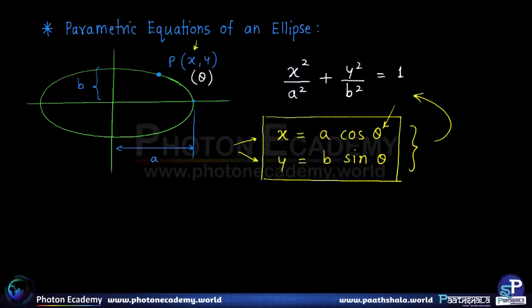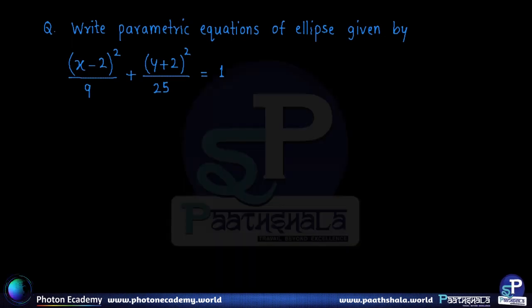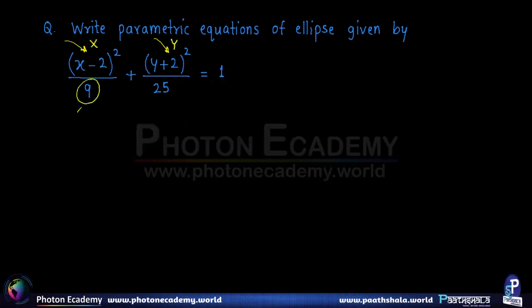Let's solve one example based on this. Write the parametric equations of the ellipse given by (x minus 2) the whole square upon 9 plus (y plus 2) the whole square upon 25 equal to 1. Now if you look at the numerators of the two terms on left hand side, you will come to know that there is shift of origin that has been done. Nonetheless, if we consider that term as capital X and capital Y, the denominators are a square and b square in the standard equation we know. So therefore a square is 9, so hence we get a equal to 3, and since b square is 25, we get b as 5.